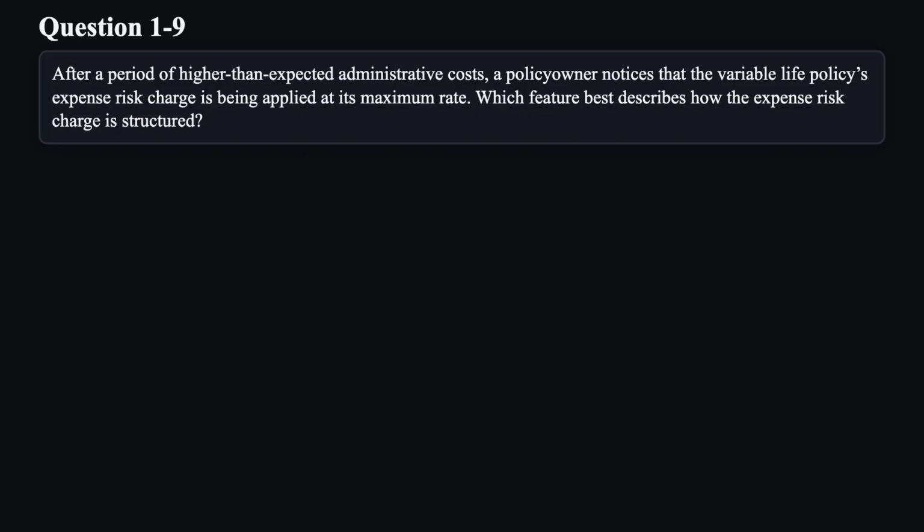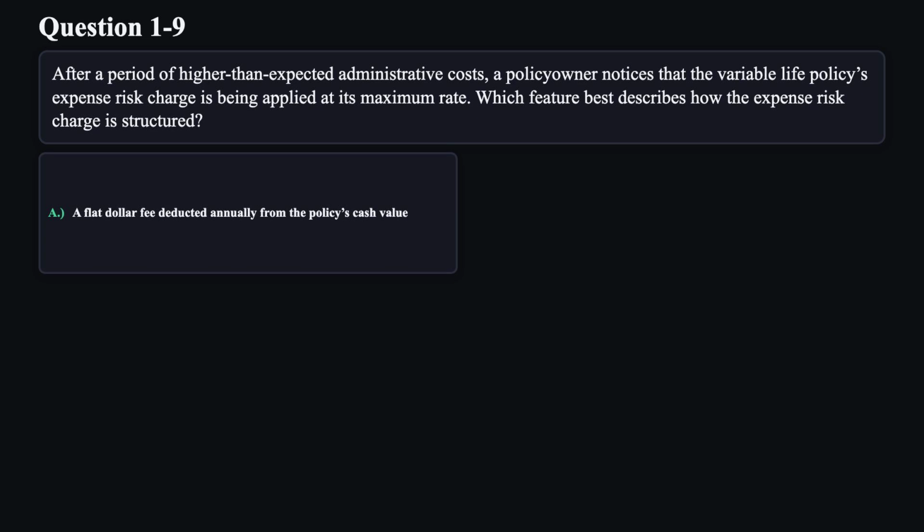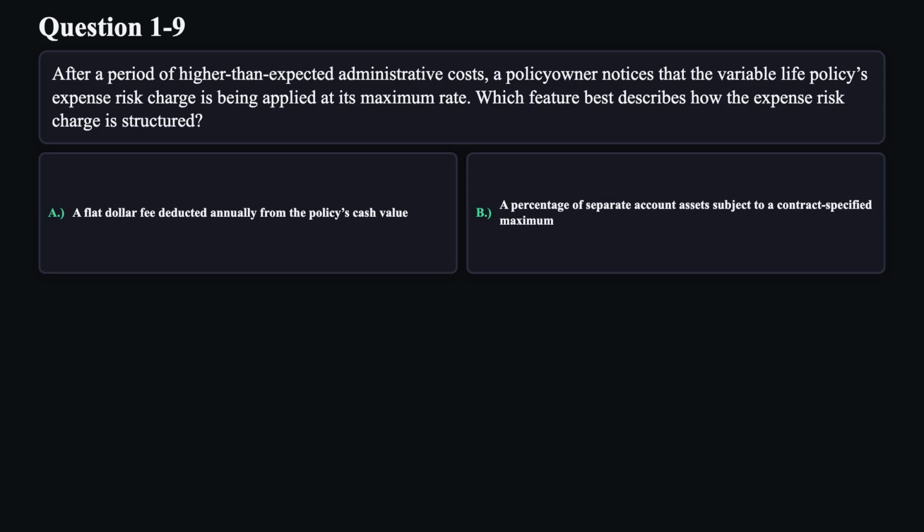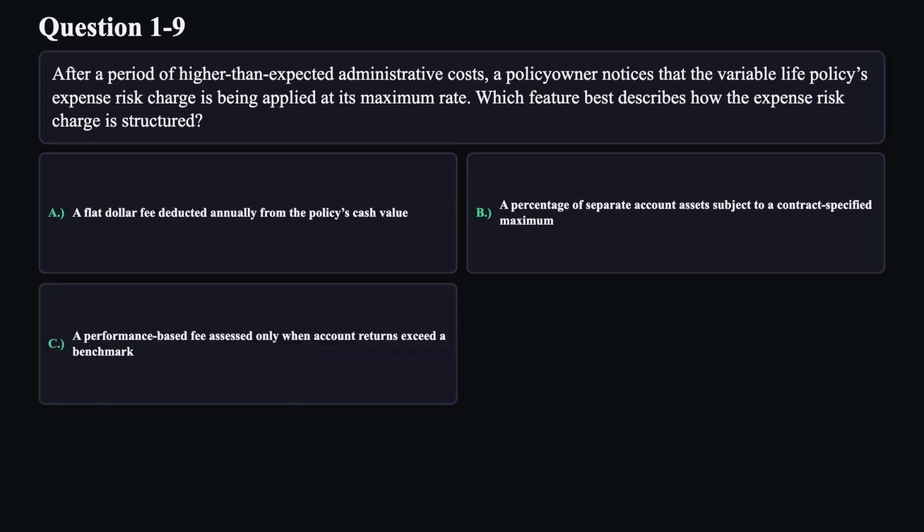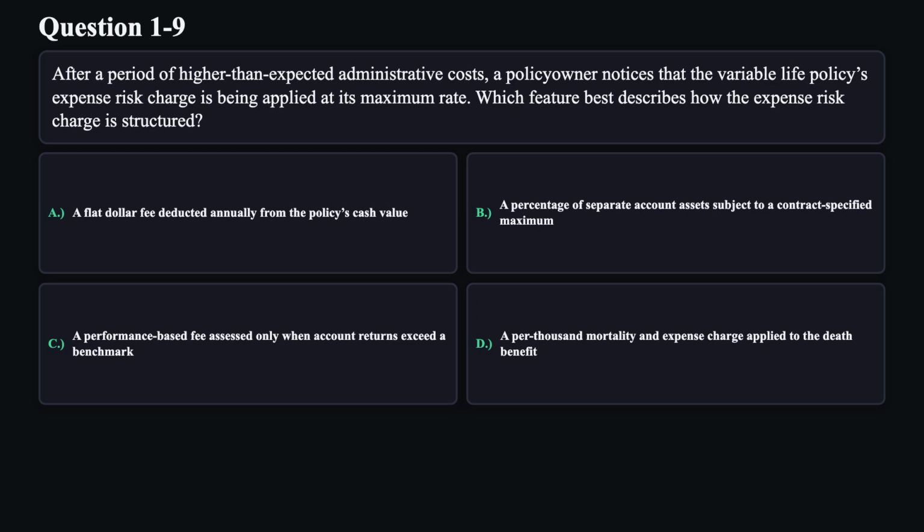Question 9. After a period of higher than expected administrative costs, a policy owner notices that the variable life policy's expense risk charge is being applied at its maximum rate. Which feature best describes how the expense risk charge is structured? A. A flat dollar fee deducted annually from the policy's cash value. B. A percentage of separate account assets subject to a contract-specified maximum. C. A performance-based fee assessed only when account returns exceed a benchmark. D. A per thousand mortality and expense charge applied to the death benefit.